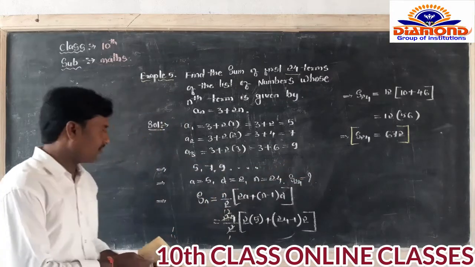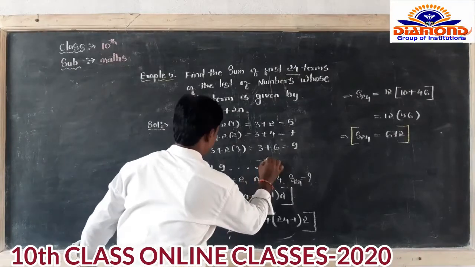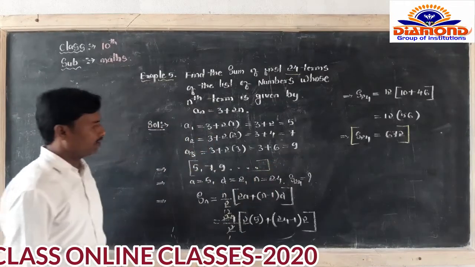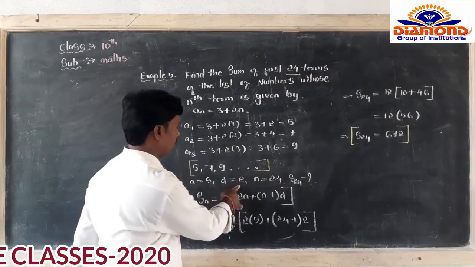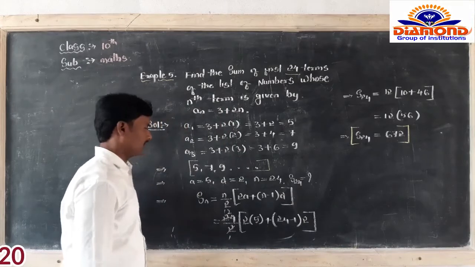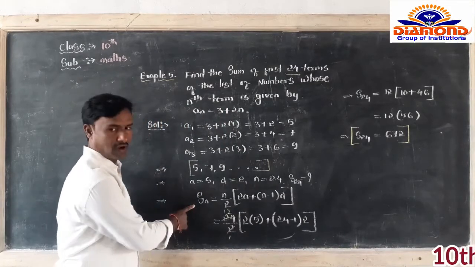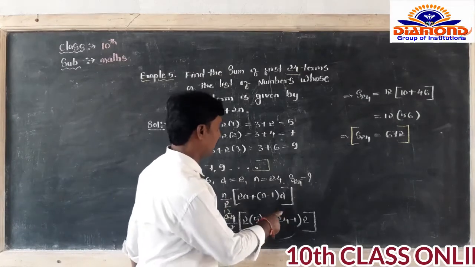Our sequence is what? The sequence is 5, 7, 9 and so on. Here you take the values: first term a is equal to 5, common difference is equal to 2, n equal to 24, sum of the 24 terms equal to question mark. Then we are using the formula, Sn is equal to n upon 2 in the bracket 2a plus n minus 1 bracket close d.